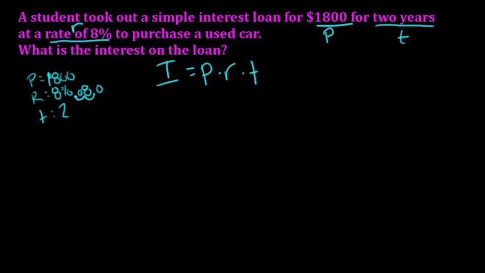Okay, so anyway, back to 8% as a decimal is 0.08 because we moved it 2 to the left. So now we just fill in 1800 times 0.08 times 2. So you'll multiply all of that out, and it will give you $288.